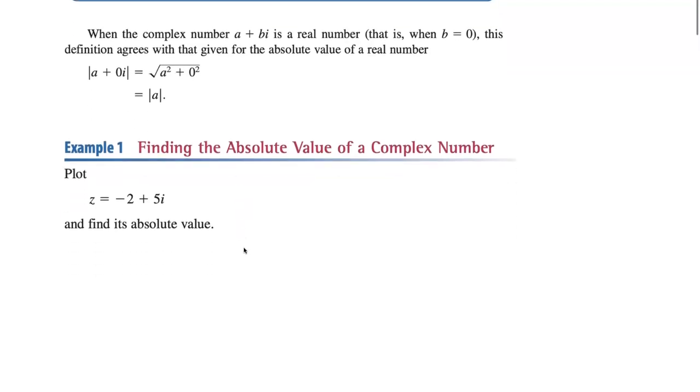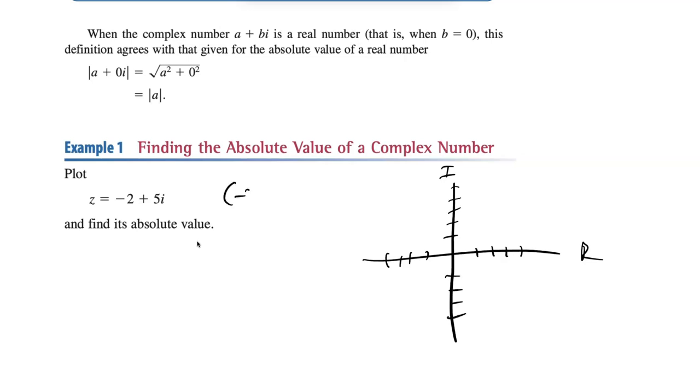Okay, so this is our first one here. Plot this complex number and then find its absolute value. So we're going to plot it first. So here's our real and our imaginary. Here's our grid. This is essentially the same thing as graphing negative 2, 5. So you can go negative 2 in your real and then 5 in your imaginary. That's negative 2 plus 5i.